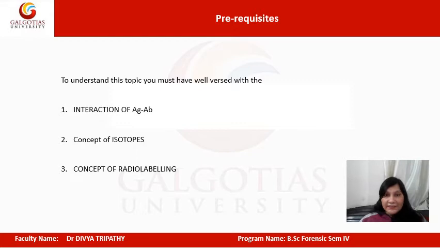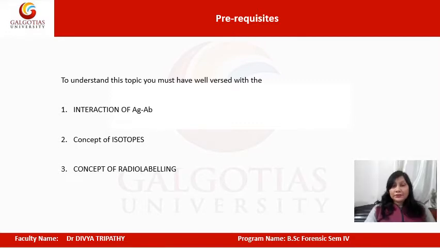Now in today's lecture we will learn about an immunoassay technique, RIA. The full form of RIA is radioimmunoassay. And to understand RIA, you should have knowledge of interaction of antigen and antibody. What is the zone of equivalence? What is pre-zone? What is post-zone? You should be aware of the concept of isotopes and the concept of radio labeling.